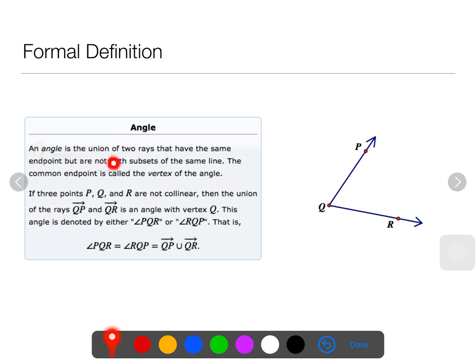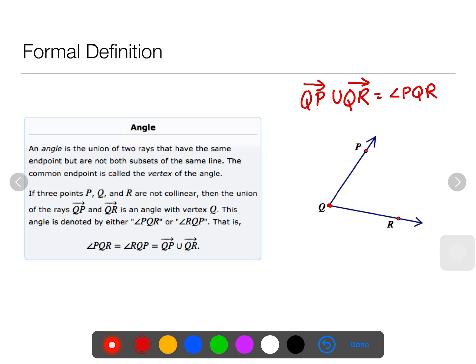An angle is the union of two rays that have the same endpoint but are not both subsets of the same line. The common endpoint is called the vertex of an angle. So if you look at the diagram on the right, you can see that I have two rays drawn with a common endpoint Q. My ray QP and my ray QR, the union of that is going to form this angle, PQR.